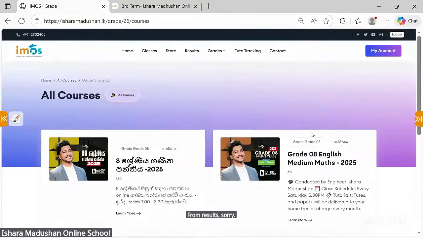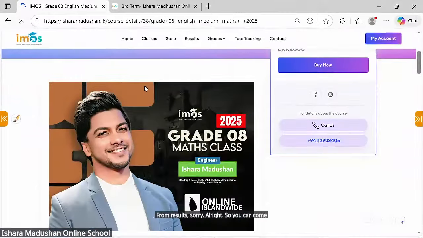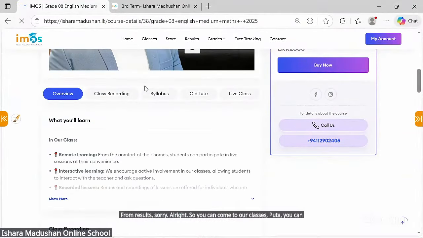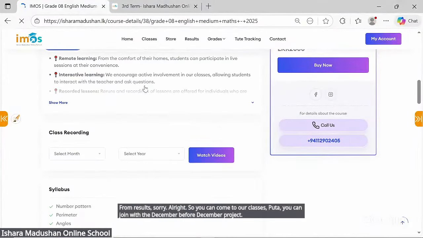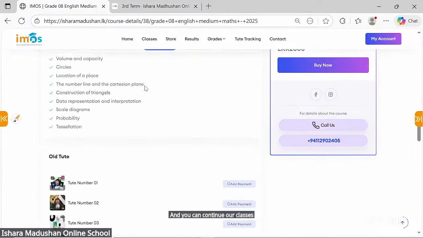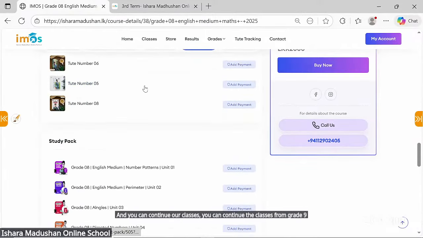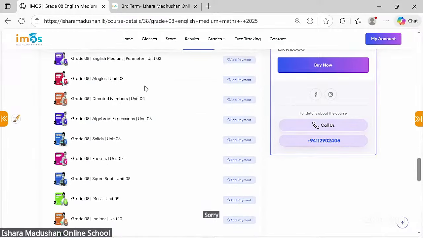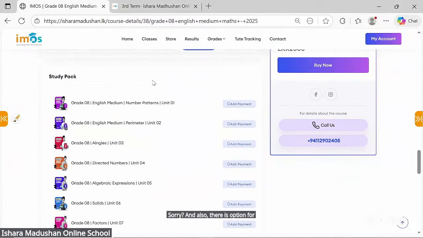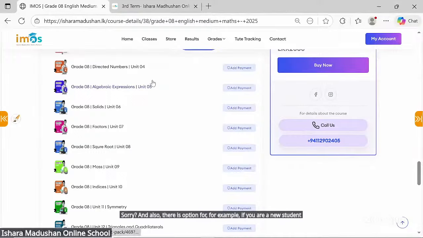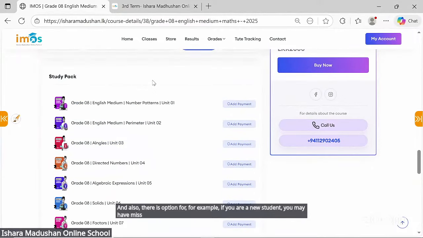Right. So you can come to our classes, you can join with the December before December project, and you can continue our classes. You can continue the classes from grade 9 onwards. And also there is an option, for example, if you are a new student, you may have missed some lessons in your school.